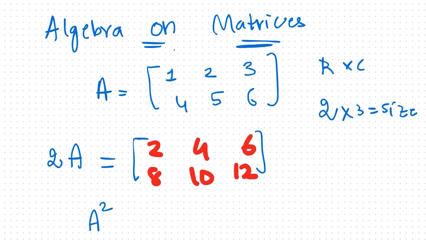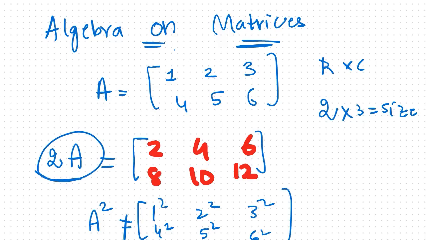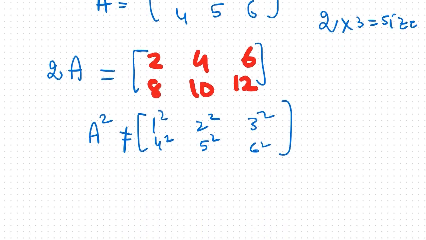And one more thing. A square means not 1 square, 2 square, 3 square. That is a different thing. This is not the same. So when you are multiplying like this, it is called scalar multiplication. Scalar means a number.